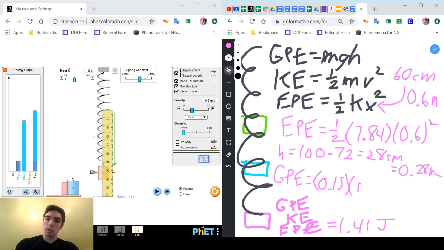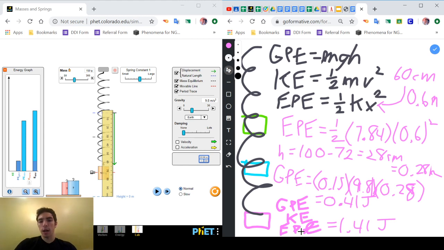Then our g is 9.8, and our height is this 0.28 meters that we found by measuring from the ground up to the center of mass. At this point, it's just a plug-in, so 0.15 times 9.8 times 0.28 is 0.4116. I'm just going to record 0.41 joules here.